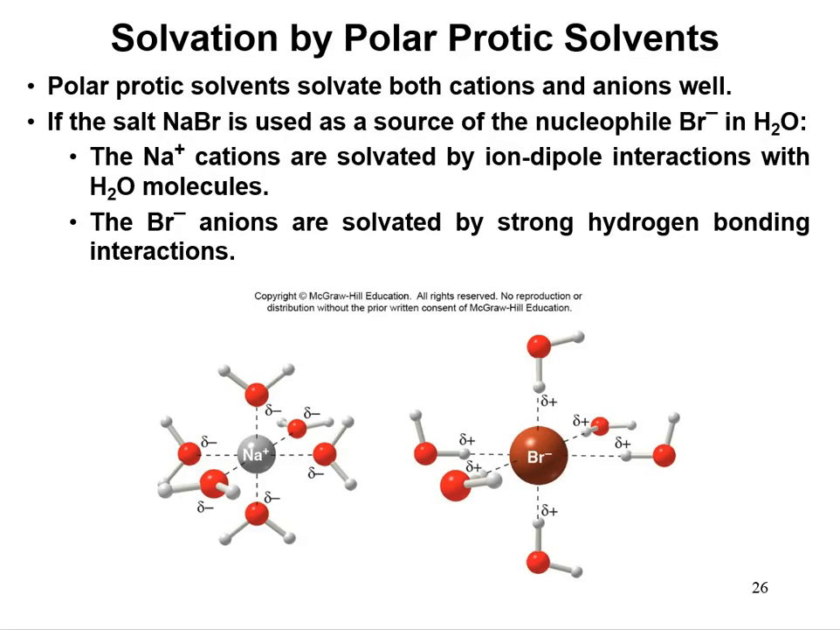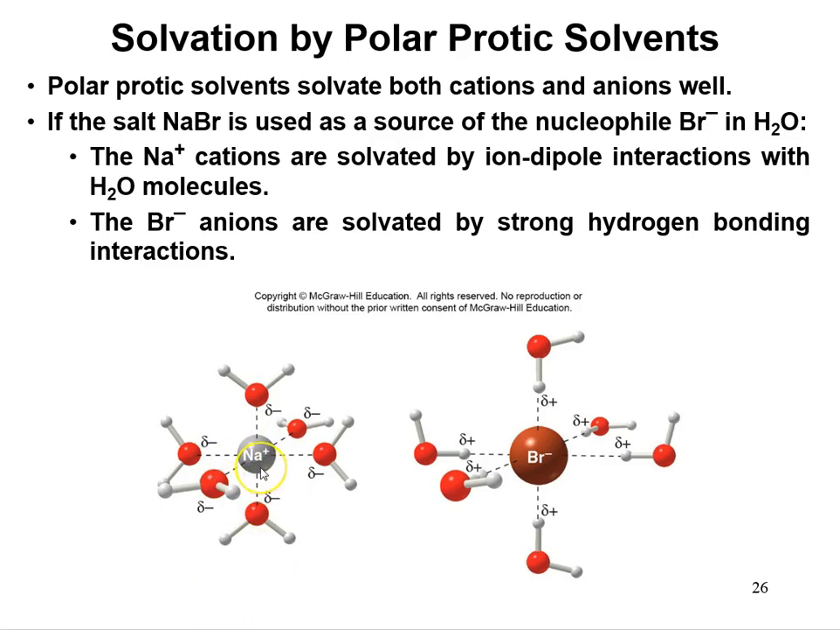Polar protic solvents solvate both cations and anions. For example, if the salt sodium bromide is used as a source of the nucleophile bromide in water, then the sodium cations will be solvated by water molecules, and the bromide anions will also be solvated by water, but in a different fashion. Focus on the image to the left. The solvation occurs between opposite charges.